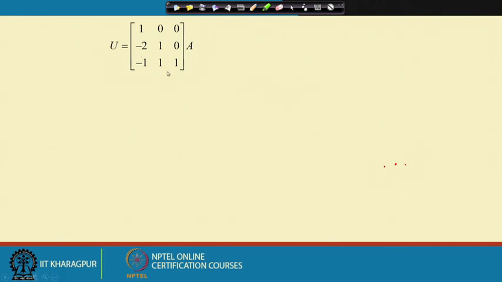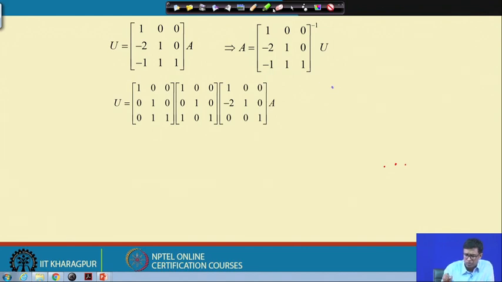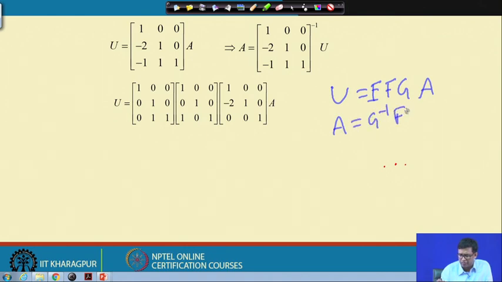So, this is what we got. The lower triangular matrix multiplied with A is U, which is itself a triangular form, and we can write A is equal to the inverse of this matrix into U. Further, these are the matrices which have been multiplied with A to get U. So, U is equal to matrix E multiplied with matrix F multiplied with matrix G into A. So, I can write A is equal to G inverse, F inverse, E inverse, U. We are using the property that the inverse of A B is equal to B inverse into A inverse.